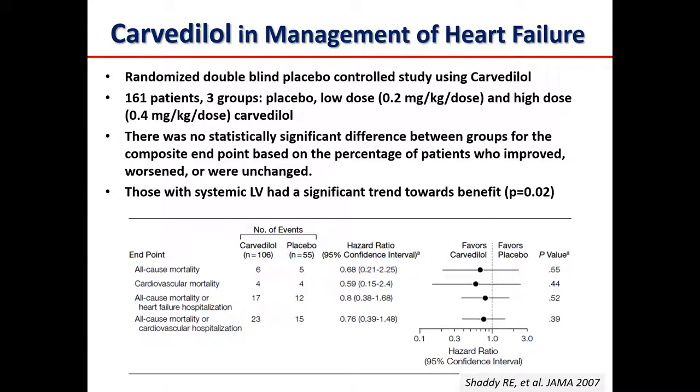Carvedilol, which is a beta blocker, is one such trial, published in 2007. However, the patients they included were not just DCM, but also some end-stage congenital heart disease patients who had ventricular dysfunction. Out of 161 patients, they had made three groups: placebo, low dose, and high dose. And as you would see, there was actually no statistically significant difference between the groups based on the dose. However, in a subgroup analysis, it was shown that patients who had a systemic left ventricle, like dilated cardiomyopathy, did have some trend towards benefit. So this is the only study which has shown that carvedilol may improve survival in children. However, as I said, the data was a subgroup analysis of these patients.